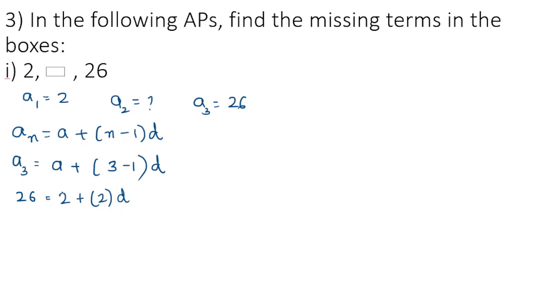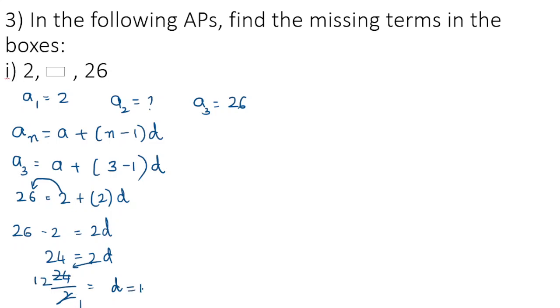Now this plus 2 goes here. So 26 minus 2 is equal to 2D. 26 minus 2 is 24, equal to 2D. 24 divided by 2 is equal to D. This 2 comes down. This is in the form of multiplication, and when we transfer it, it becomes division. So 2 twelves are 24. D value is 12. Now we got the D value.